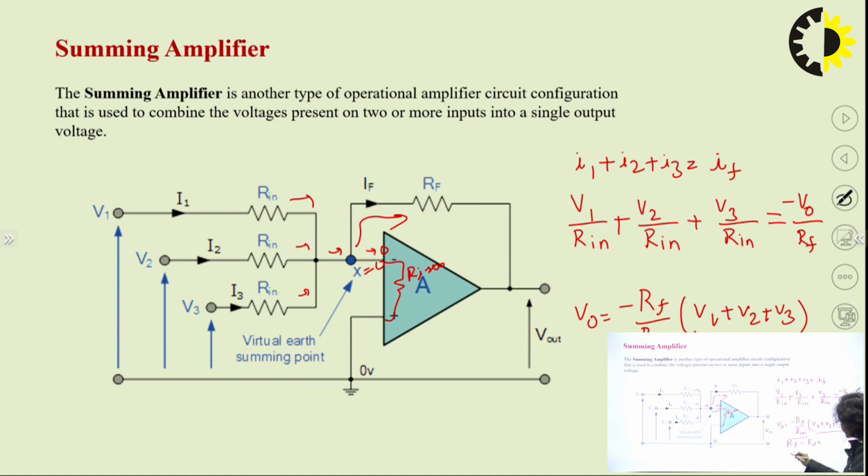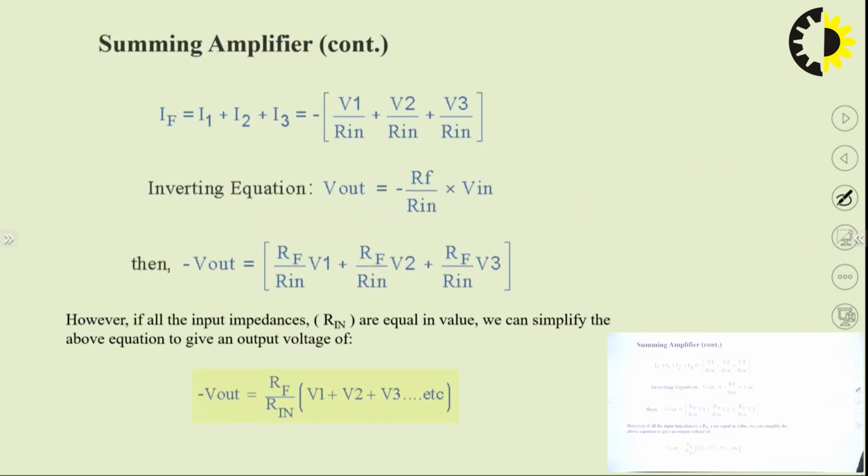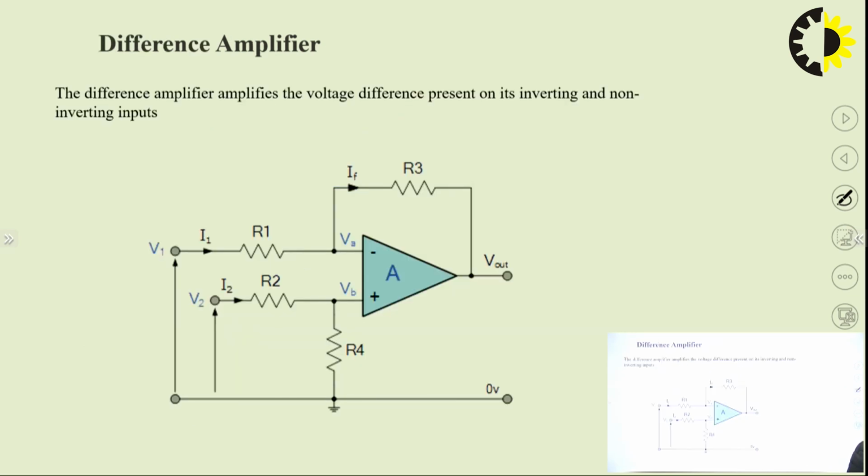If all the resistances are equal, then the gain is equal to 1 and V naught simply adds all the inputs with 180-degree phase shift. So, this is the given derivation and the output of the summing amplifier. Now, moving toward the difference amplifier.